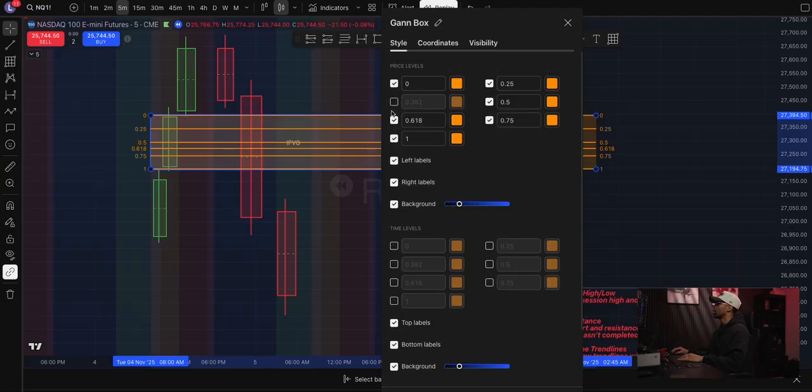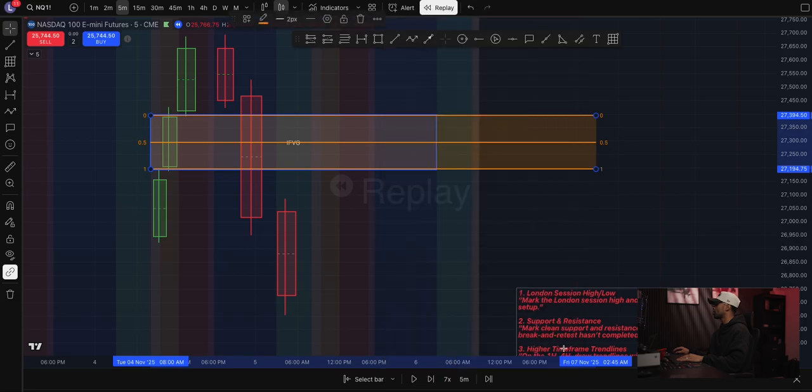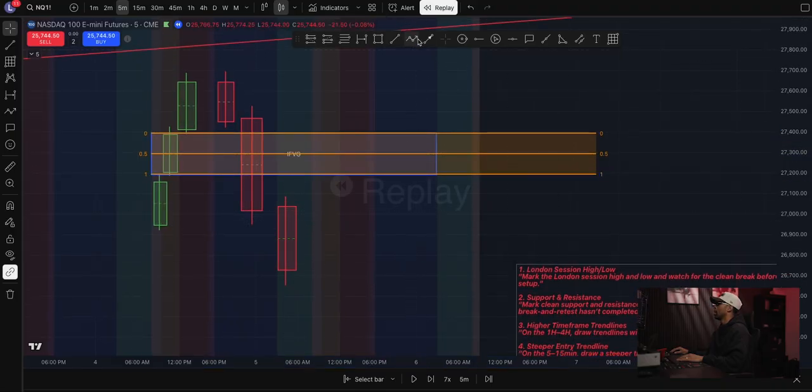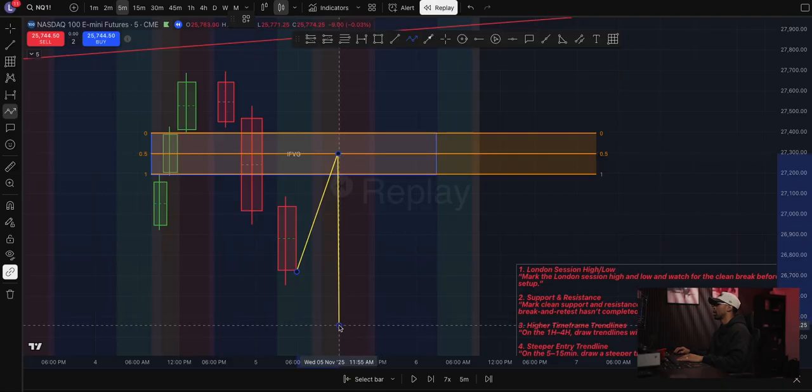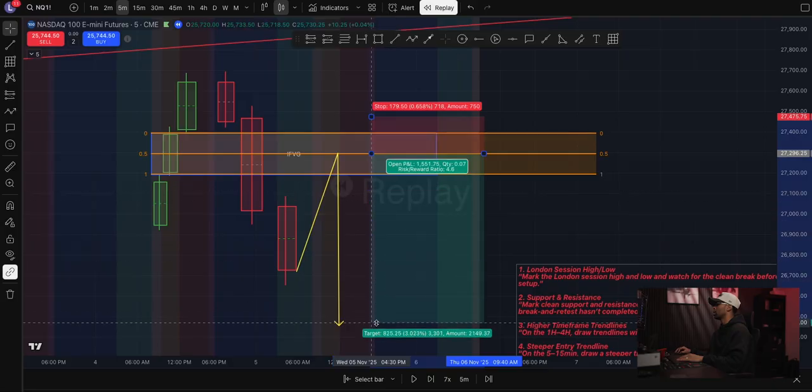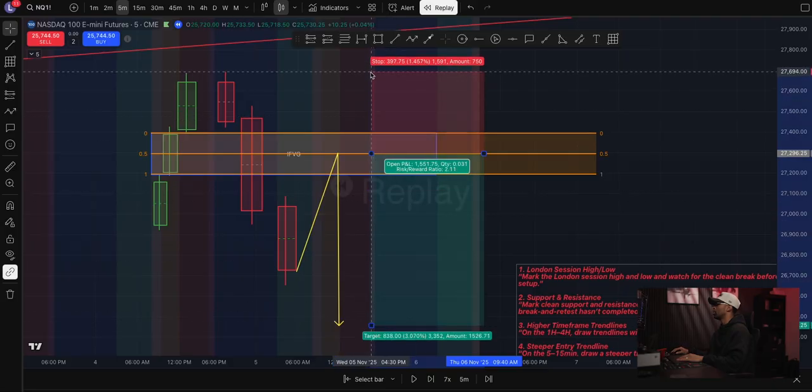The only ones that we're going to keep checked are 0, 1, 0.5, and that's it. So 0.5 is the 50% line on the IFVG, and this is where I want the market to come back to. Ideally, we want to see it come back here, bounce off of this, and continue back down, and that will be our entry for the market. And then we just work all the way back down.